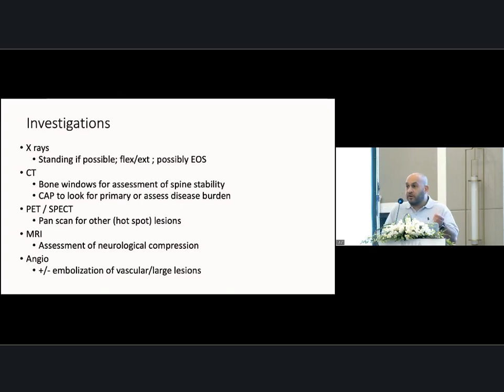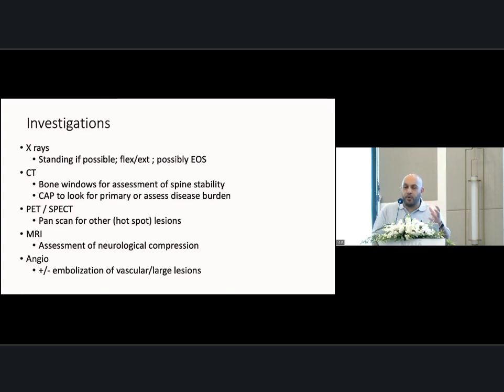X-rays are mostly useful, in my opinion, for mobility, so flexion extension. So an MRI scan or a CT scan doesn't tell you if there's a mobility issue or an abnormal instability, whereas a flexion extension might give you that indication. So if you put a patient in flexion, take a picture, put them in extension, take a picture, you'll see if there's any unusual translocation of the bones or the vertebra that might give you a hint as to instability of the spine.